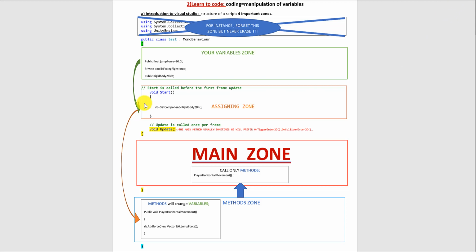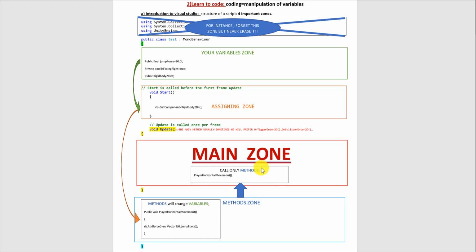So the third step is to use RB inside a method. After the second step, we will use RB after creating a method. Usually a method, you know, starts with void. Here my method name is PlayerHorizontalMovement, and inside the PlayerHorizontalMovement method I'm using the variable RB to change its value or to use its past value.